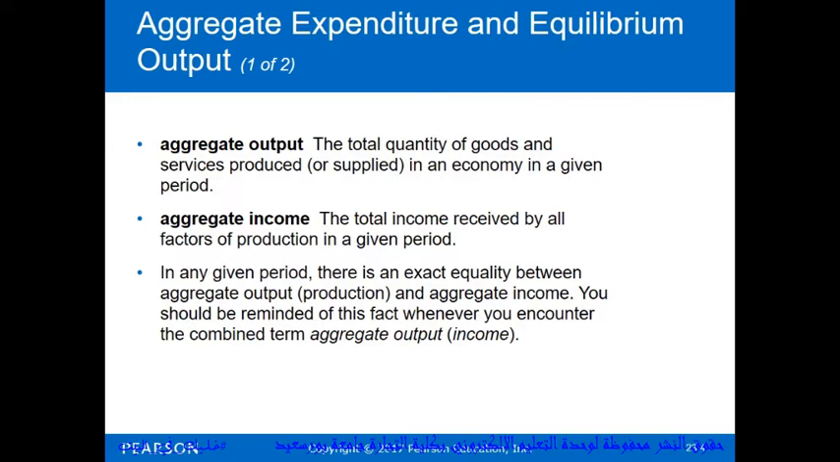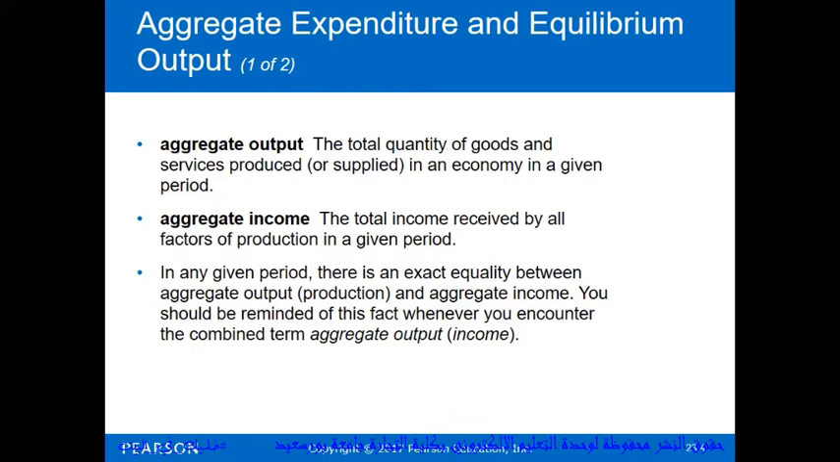But before we go on to consider Keynes' explanation of both consumption and investment, we need to emphasize the concept of aggregate output and the concept of aggregate income. And let us remember that aggregate output refers to the total quantity of goods and services produced or supplied in an economy in a given period, while aggregate income is the total income received by all factors of production in a given period.